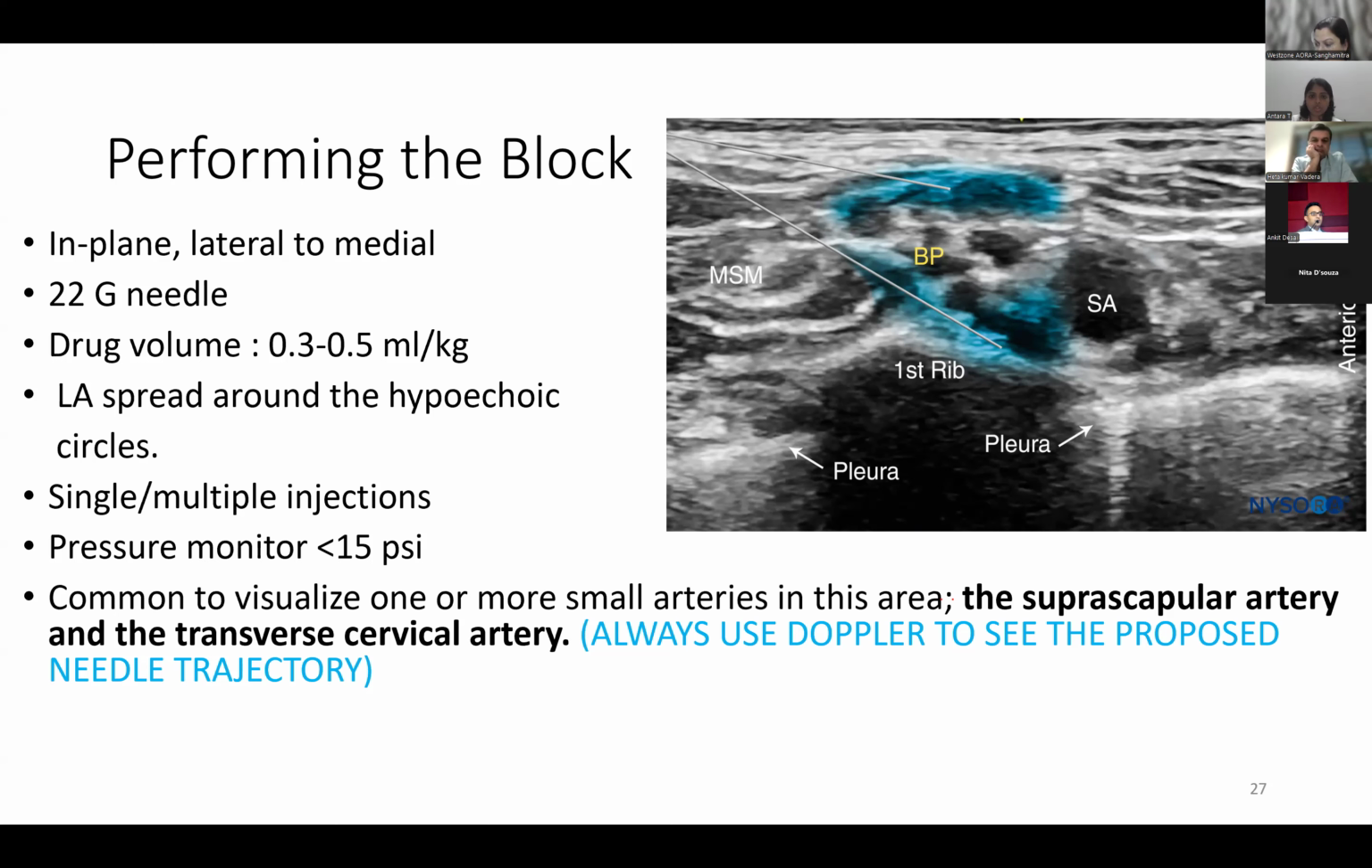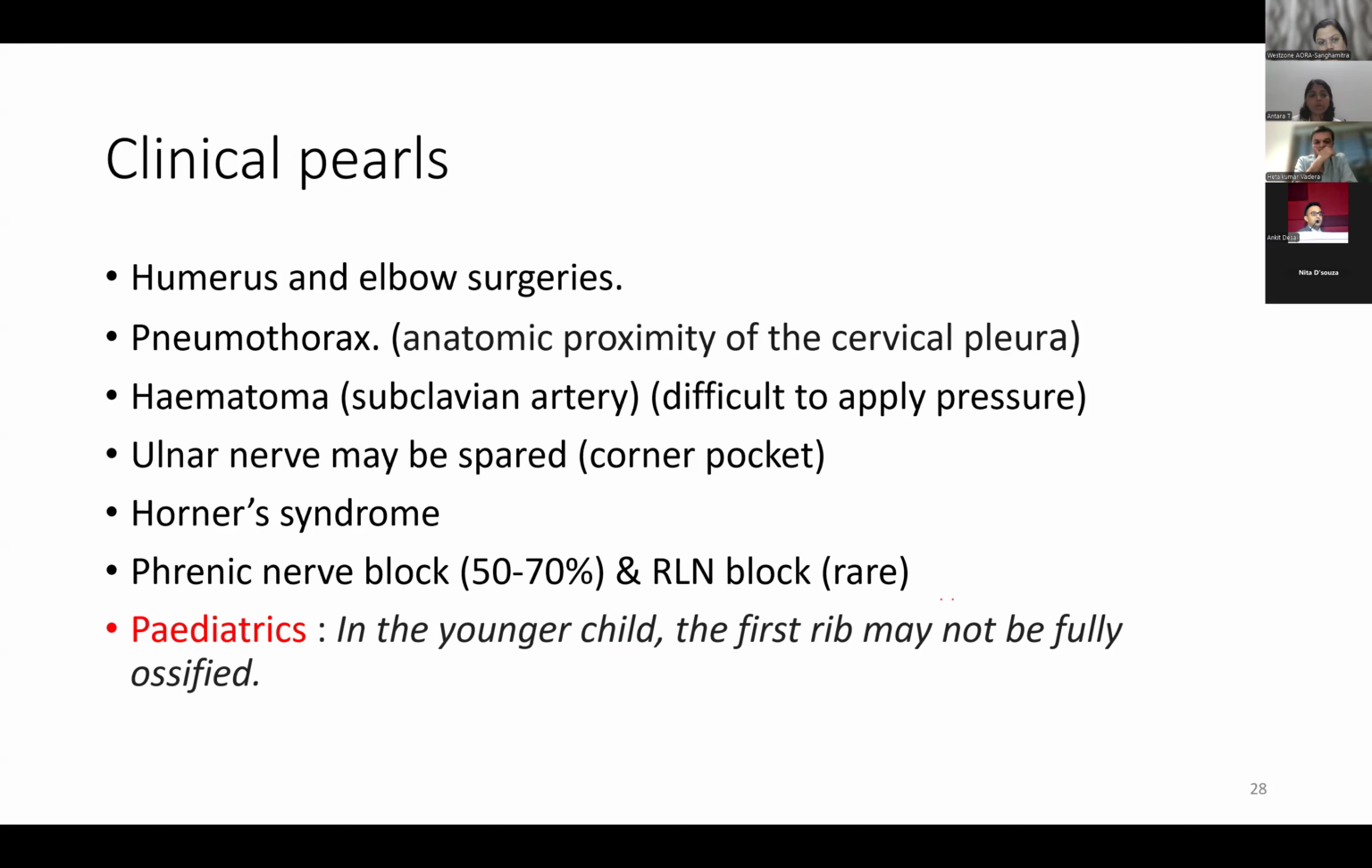It is common to visualize one or more small arteries in this area, the suprascapular artery and the transverse cervical artery. So it is recommended to always use Doppler before performing the block to see the sonoanatomy and the path of the needle trajectory, to see if there are any vascular structures in the needle's path. This block is used in humerus and elbow surgeries.